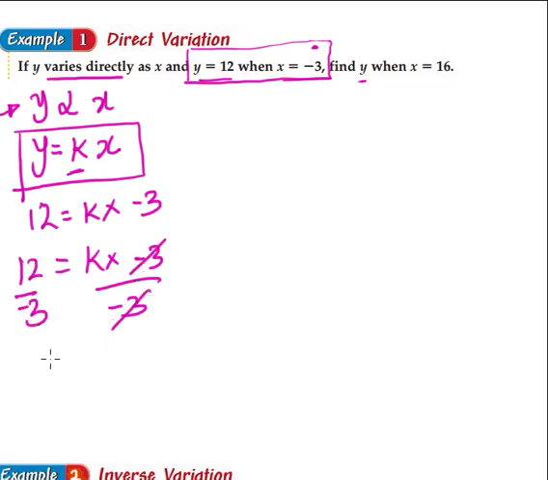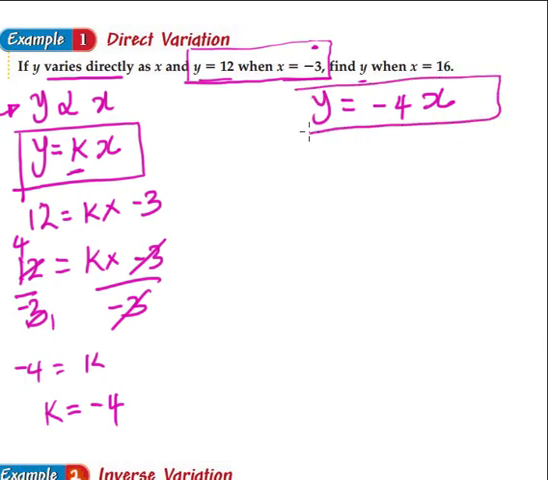So this cancels this, and 3 goes here, 1, 3 goes here to give us 4. You see we have -4 on the left hand side equal to k. That means the constant of proportionality is equal to -4. I can just go here and say y is equal to k, which is -4, times x. Now this is our new relationship.